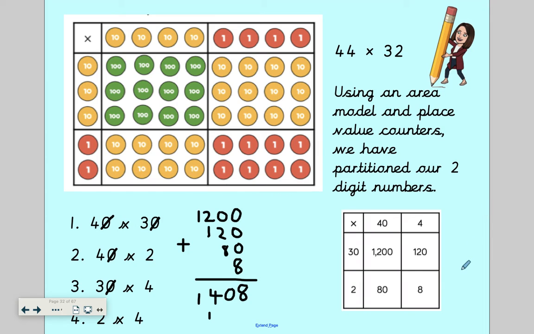Now some of you might find it easier to do it this way and it will be a little bit quicker, but if you need to draw the place value counters to start off with, that is absolutely fine. If you find it quicker to do it this way, then again, that is absolutely fine. If you know your times tables really well, then this way would be a lot easier.